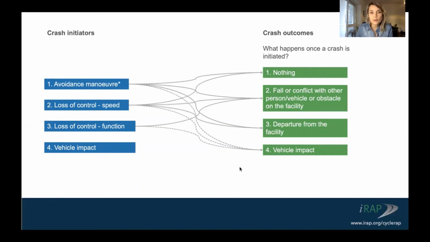Still, loss of control function only can result in a fall or a conflict because we assume that the loss of function happens in that specific spot where the function is lost. Again, with the loss of control functions, it is only happening in a road crossing that could result in a vehicle impact. So the vehicle impact can only happen if there is a road present.